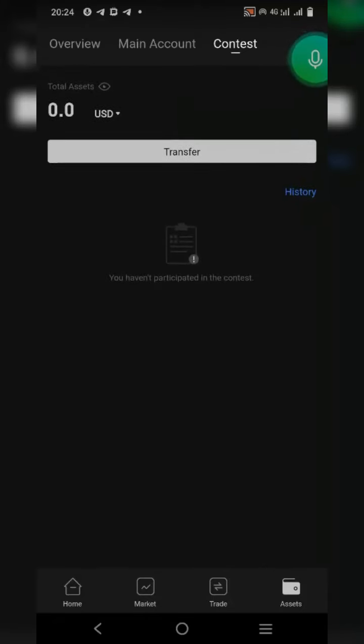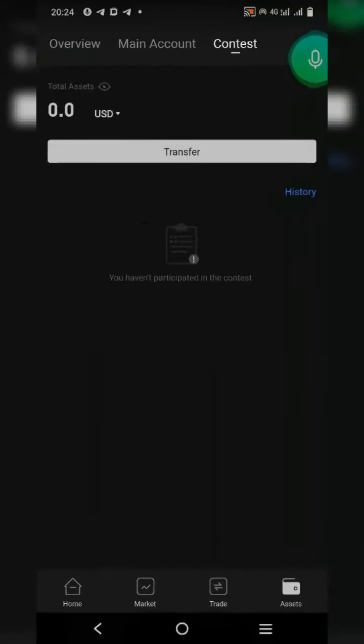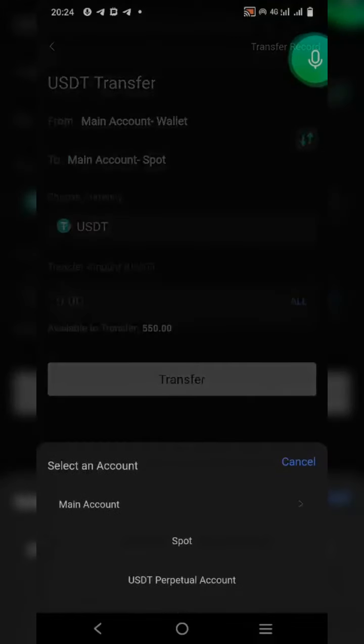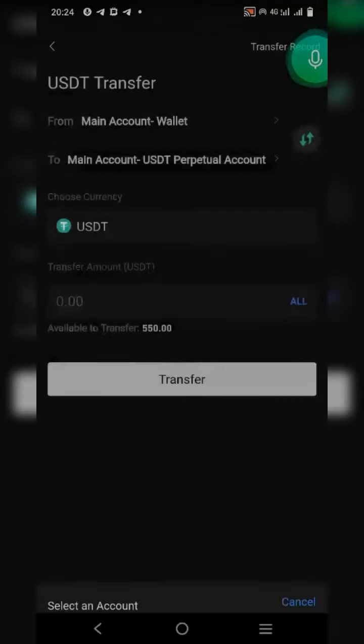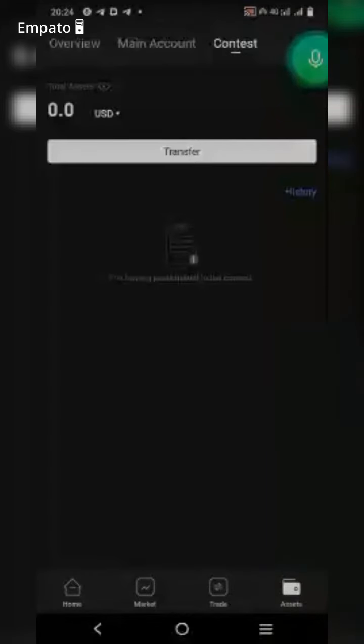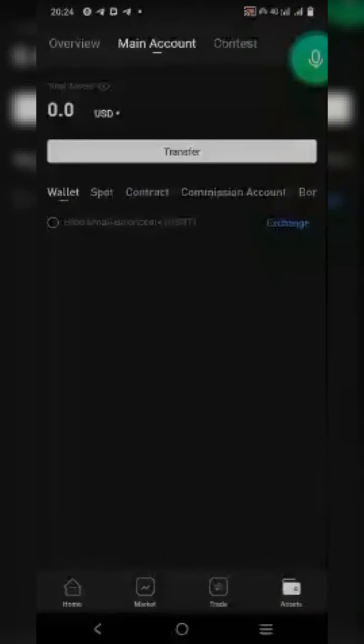When they come in here, you can click to transfer funds to the contest side. You just need to select the right option here. You can see main account wallet, spot wallet. You select which one you want to go to. Is it the USDT perpetual or the contest when the option is available? They have not started any contest yet, that's why you have not seen any information. You can click on history to see contests you have participated in, but there is no data on that at all.